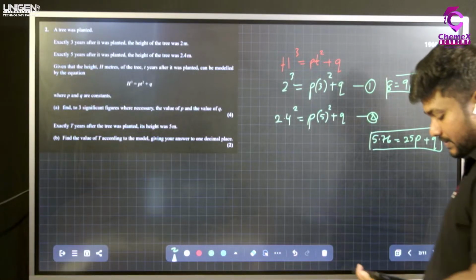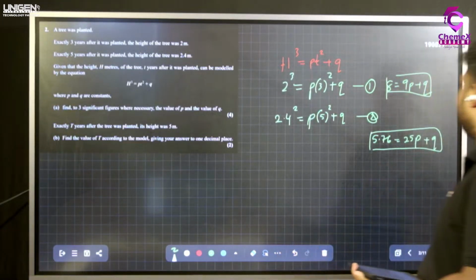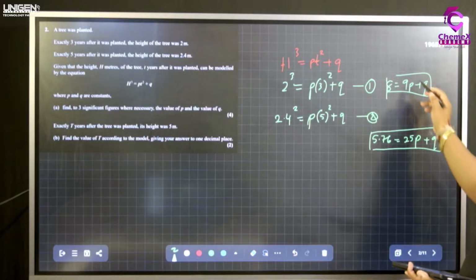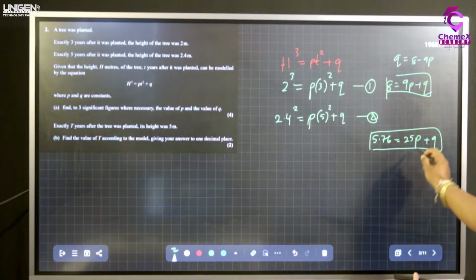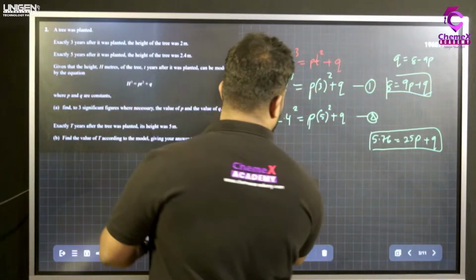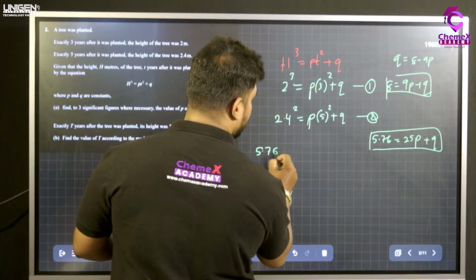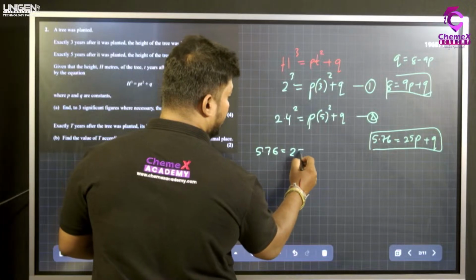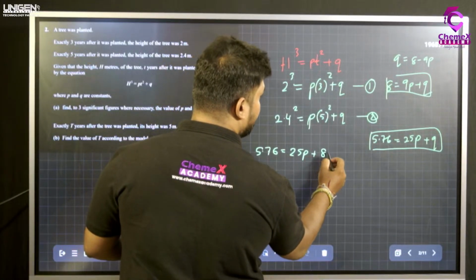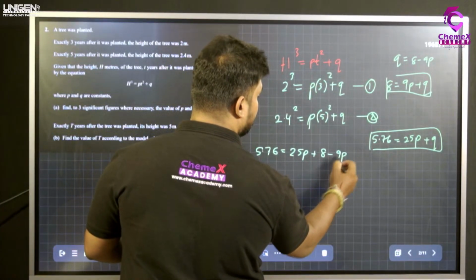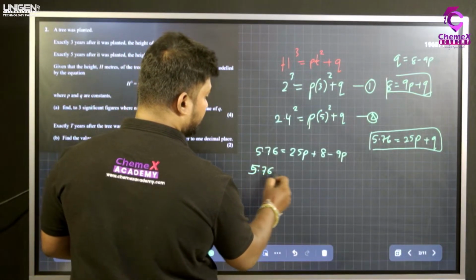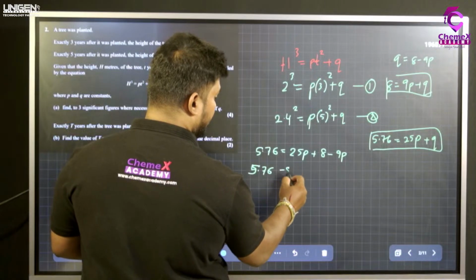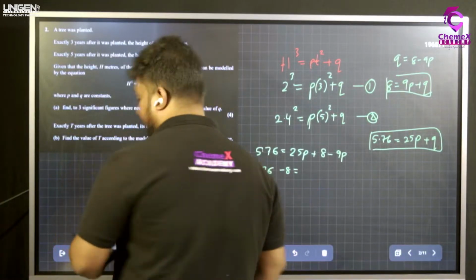How do you do it? Substitute. Easy stuff. So q is equal to what? 8 minus 9p. Put it into the equation. 5.76 is equal to 25p plus 8 minus 9p. So 5.76 minus 8 equals, 25 minus 8 is how much?